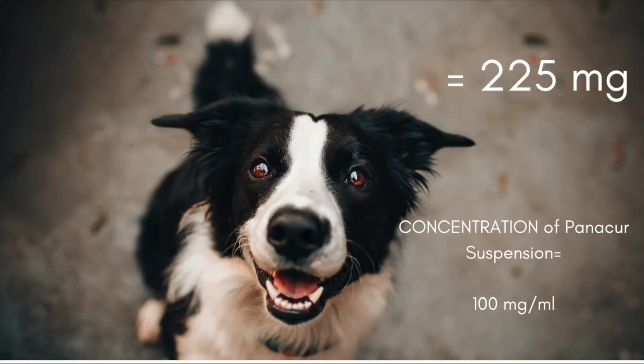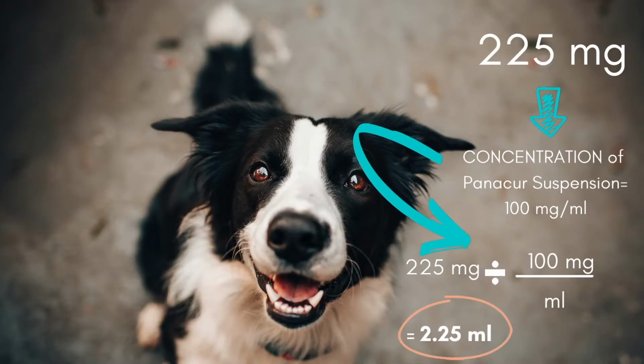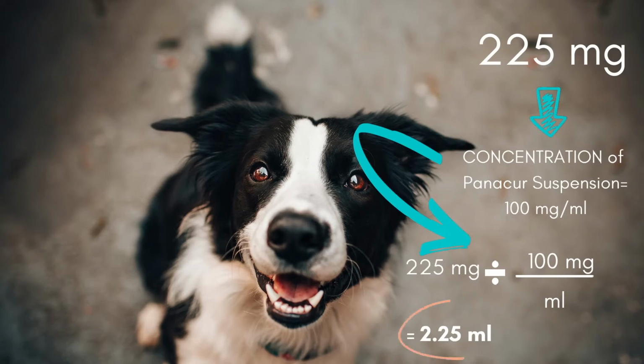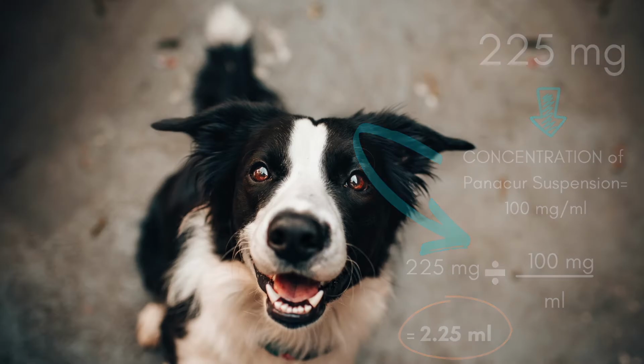So now you're like, all right, well, what does that even mean? We're starting with our 225 milligrams of fenbendazole. We have our suspension concentration at 100 milligrams per milliliter. To figure out how many milliliters that equates to, you're going to divide the milligrams, the 225 milligrams, by the concentration of 100 milligrams per milliliter, and that's how you get your milliliters. 225 milligrams of this concentration of the solution equals 2.25 milliliters of fenbendazole solution.